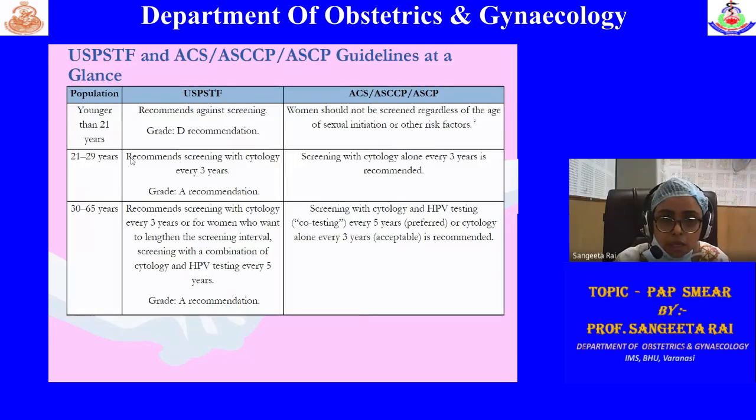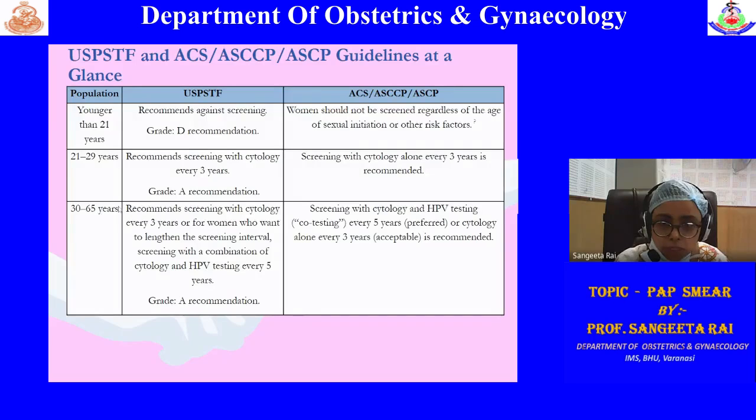Again, between 21 to 29 years of age, screening is recommended with cytology every 3 years. If you do the conventional pap smear screening, start at 21 years, and every 3 years you have to repeat if it is negative. But if it is positive, then you have to do the proper treatment. If it is negative, then you repeat every 3 years.